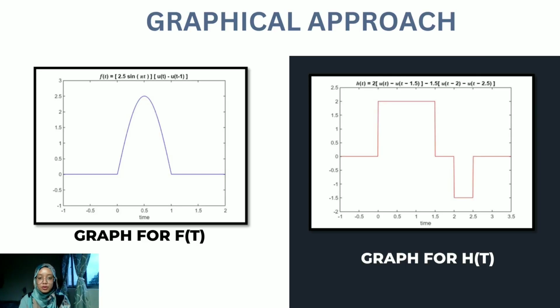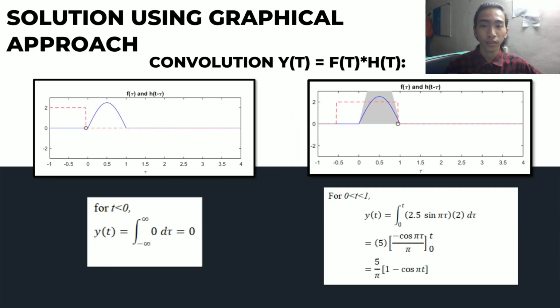For the graphical approach, we have two graphs, which are f(t) and h(t). For f(t), it is using sine, so this is the graph for the input signal, and the next one is the graph for h(t) in terms of unit step function. For the next part, we have the solution using the graphical approach, that is convolution y(t) equals f(t) convolved with h(t).